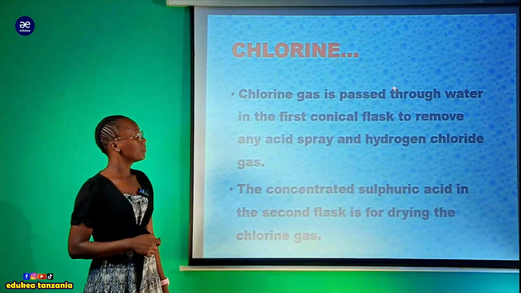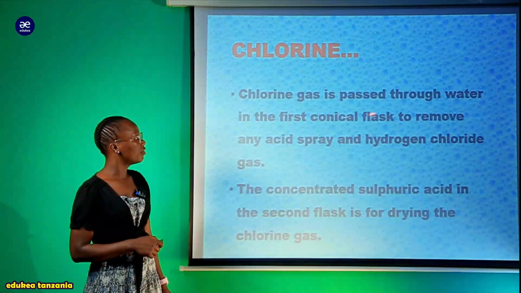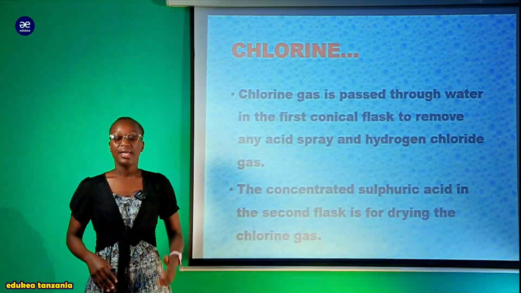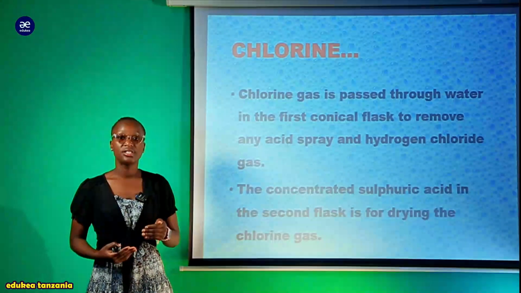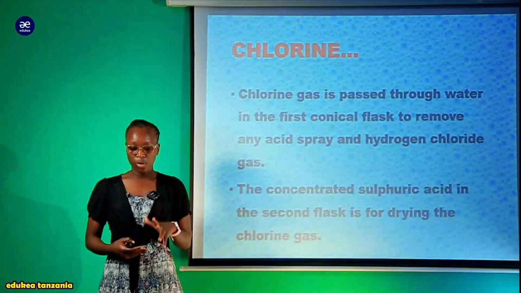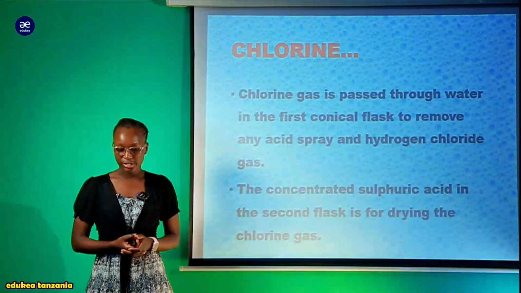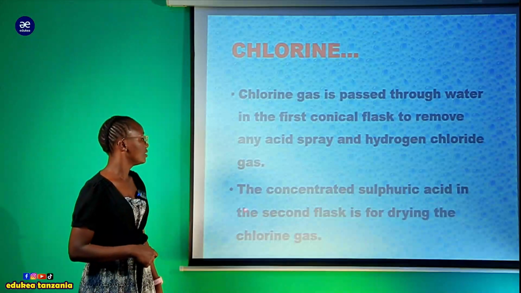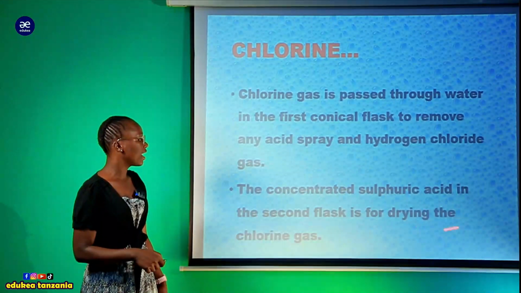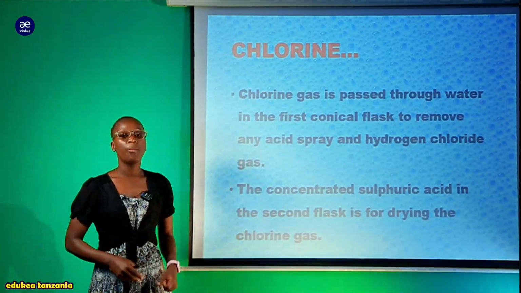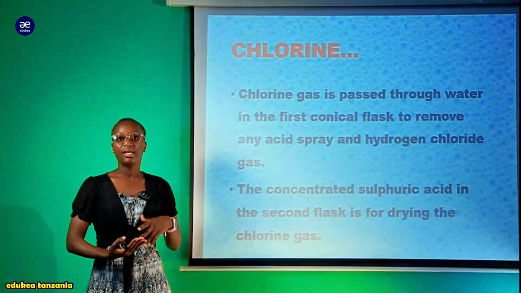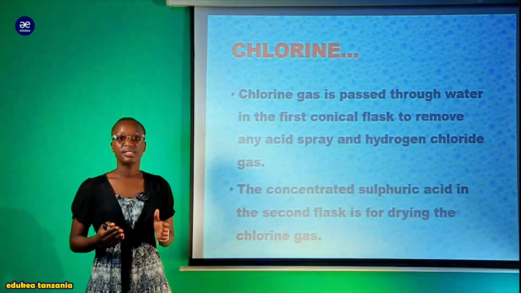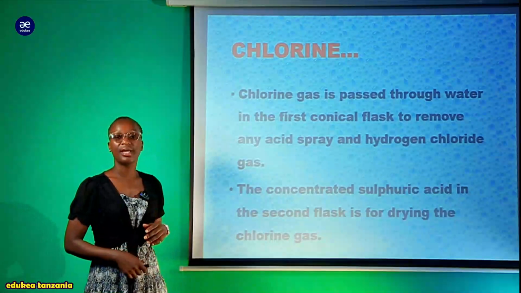Now, chlorine gas is passed through water in the first conical flask to remove any acid sprays and hydrogen chloride gas. Kwamba ya kwanza kabisa chlorine ina pass through the first conical flask. The aim is to remove any acid sprays and hydrogen chloride gases. So the concentrated sulfuric acid in the second flask is for drying the chlorine gas. Kumbe tuliona pale tuna second flask, ambapo kwenye ile second conical flask tuliona kwamba kuna concentrated sulfuric acid.